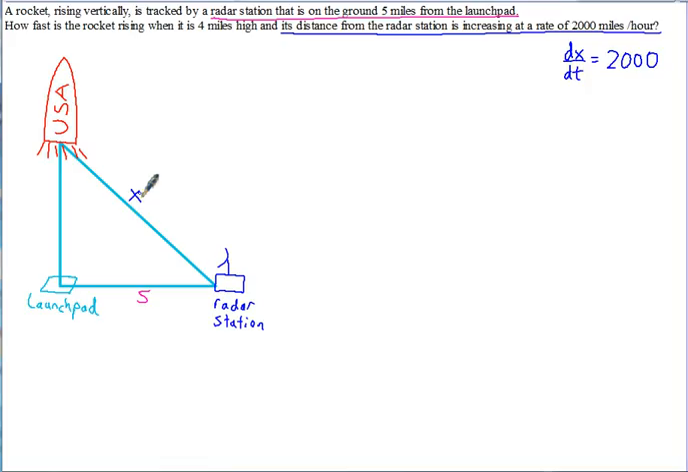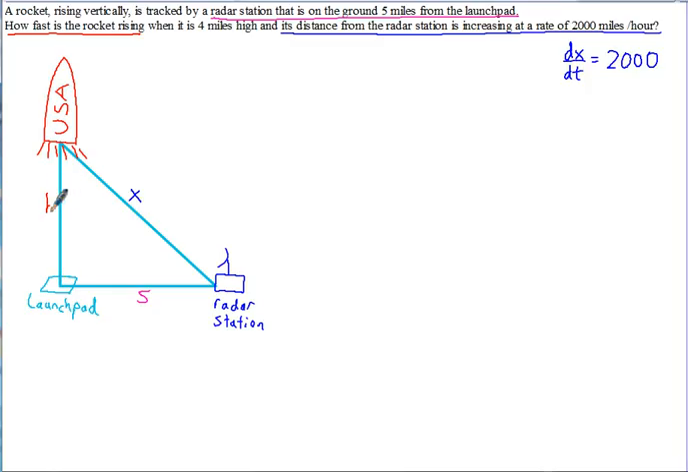That's one way you can figure out where to assign your variable. You need a variable so you can represent a rate you know. And you also need variables for the rates you're looking for. It says, how fast is the rocket rising? Well, how it's rising is the change in this distance right here from the rocket to the launch pad.